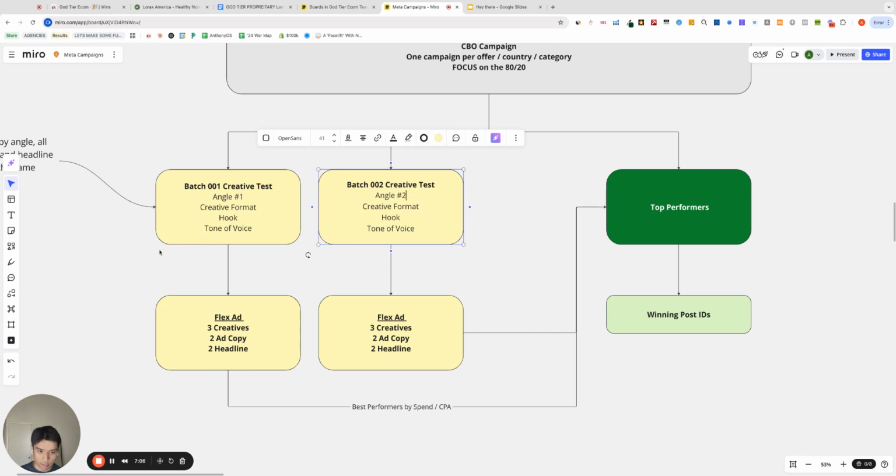And then this is a quick typo here. You want to also have a second ad set that's going to have angle number 2. Again, different creative format, different hook, different tone of voice. Make sure you are using your naming conventions properly.